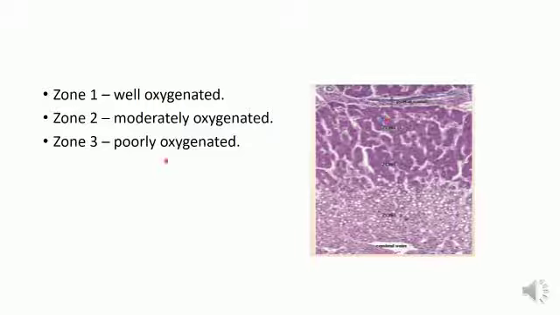And zone 2 is moderately oxygenated, and zone 3 on the other hand is first to show ischemic necrosis on reduced perfusion and also fat accumulation. They are last to be affected by toxic substances and bile stasis.